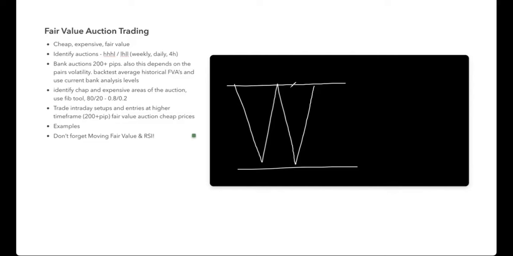typically in minimum 200 pips, and it depends on the pair, 200 to maybe something like 600 pip auctions. And this depends on the volatility at the time. This depends on obviously the pair, etc., right?